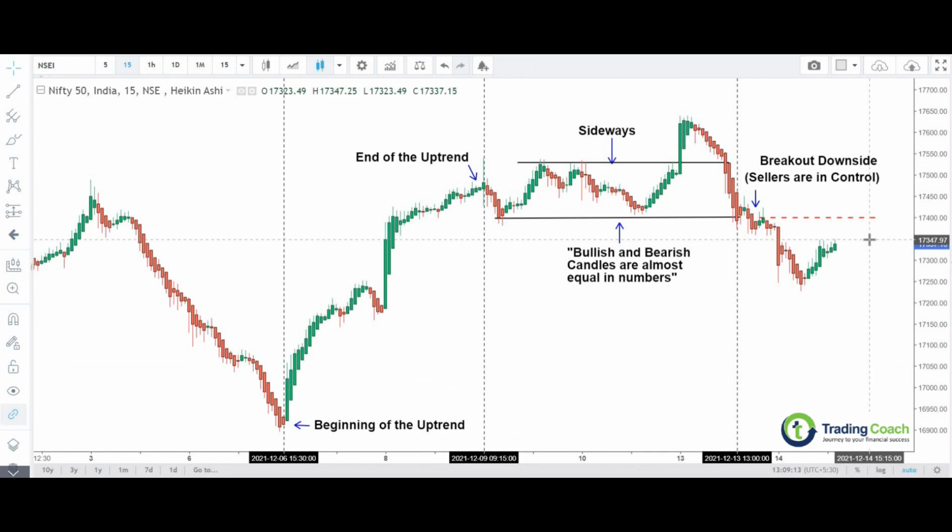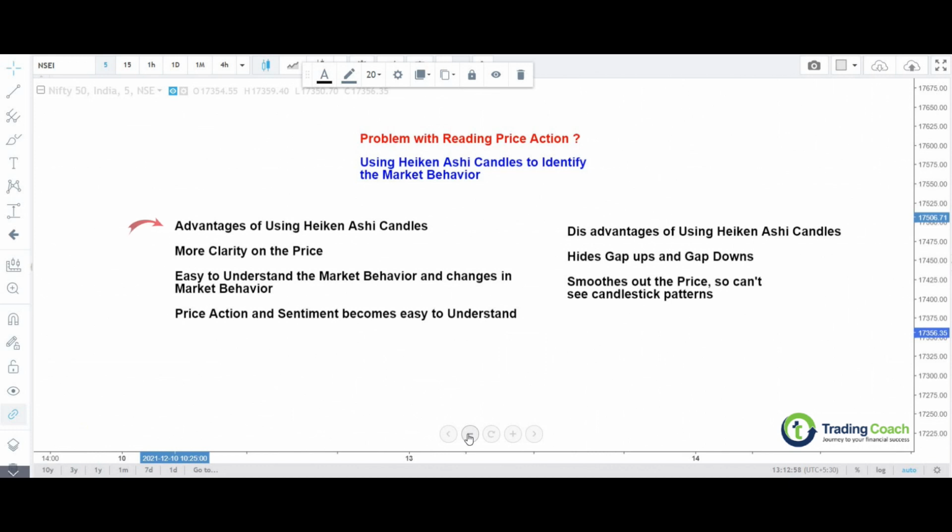Now let us discuss the advantages and disadvantages of using Heikin Ashi candles. All right. So here are the advantages as well as the disadvantages of using Heikin Ashi candles. So first of all, when you're using Heikin Ashi candles, you'll get more clarity on the price, right? So one of the advantages, you'll be able to understand the price action with much more clarity. And second thing is, you'll be able to understand the market behavior and changes in the market behavior.